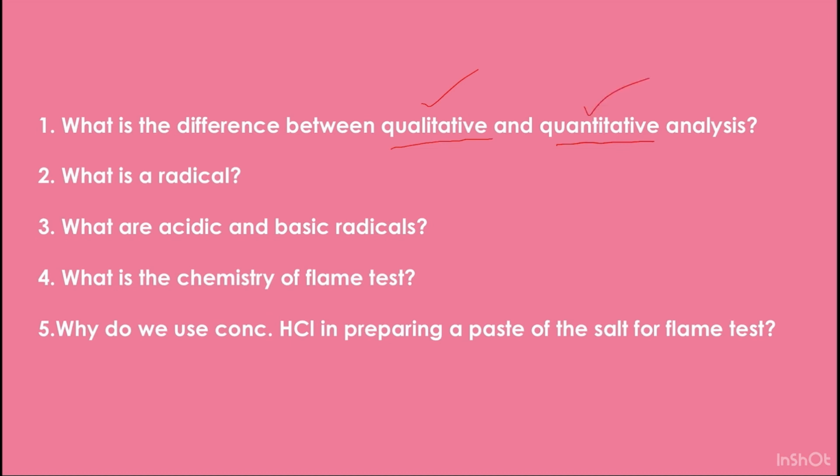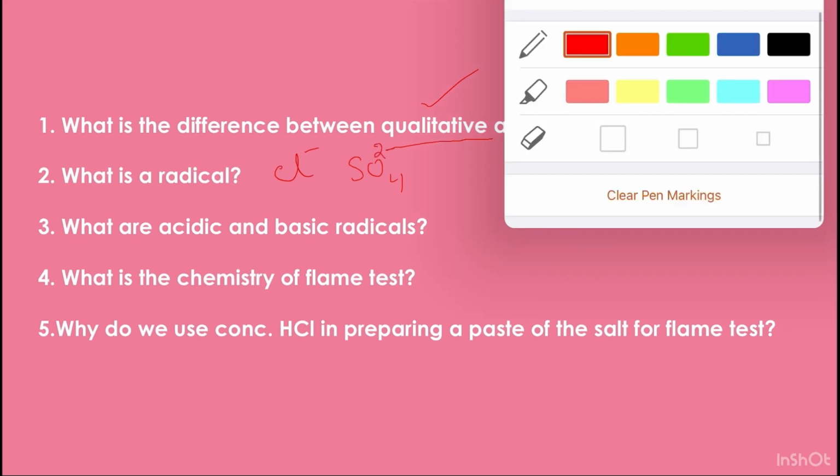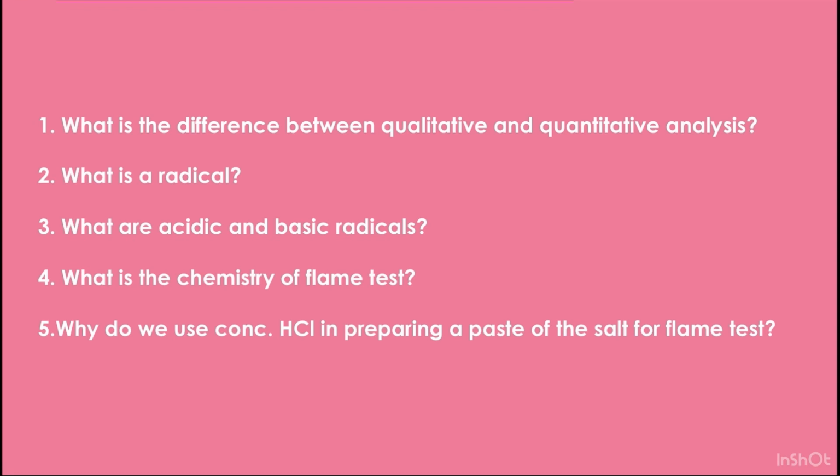Next question, a very simple question. What is a radical? So radical may be an atom. It may be a group of atoms which is having charge on it, as you are aware that here in both the cases we can write the charge, Cl with the negative charge and sulfate with a different 2 negative charge, maybe NH4 with a positive charge, Pb with 2 positive charge. So all these are radicals.